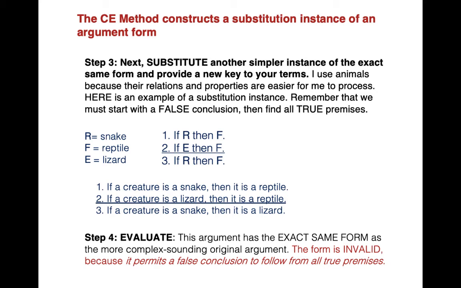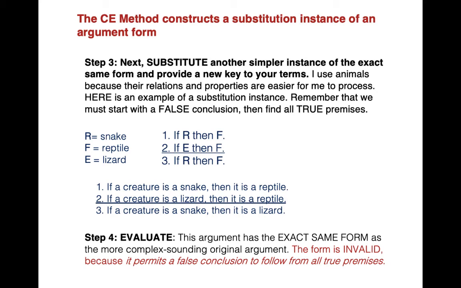Conditionals are false whenever the antecedent condition is true but the conclusion is false. That means you can't trust that claim. It's saying if R is true, then F is true. So you think of a case where R is true, but F is not true. So here's the example. You always give us a substitution key. Do this for yourself. R stands for snake, F stands for reptile, E stands for lizard. How did I get this? Well, I said I want if R then F to be false, so I need a true R and a false F.